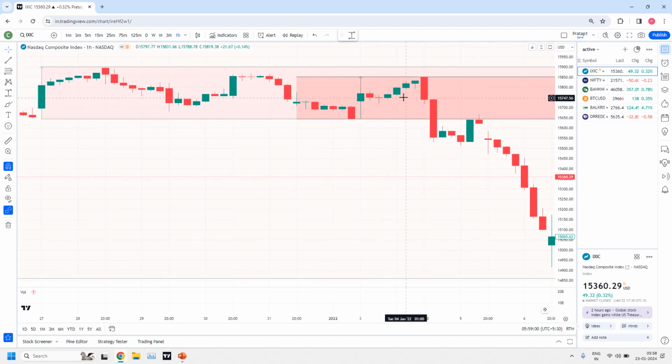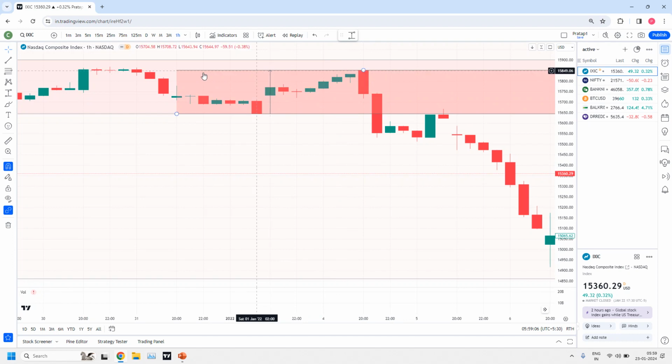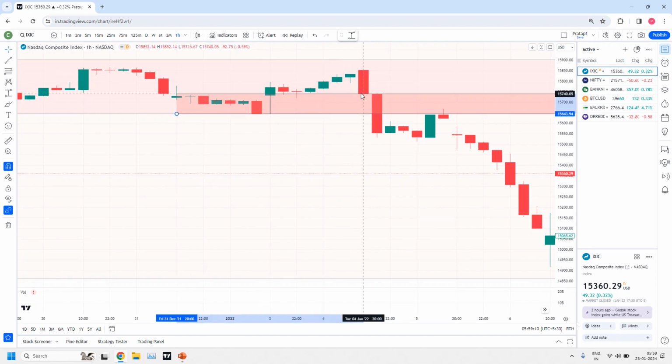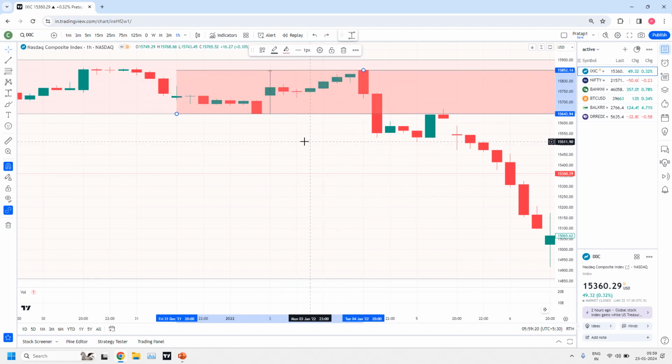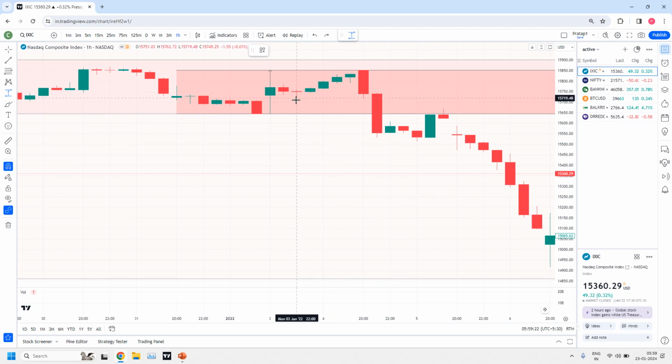But see here, observe one important point. 1, 2, 3, 4, 5, 6. Maybe you may consider this is a legging candle because it is an ERC candle. And we have 1, 2, 3, 4, 5, 6 candles. So that way you can draw a zone like this, a 1 hour zone.